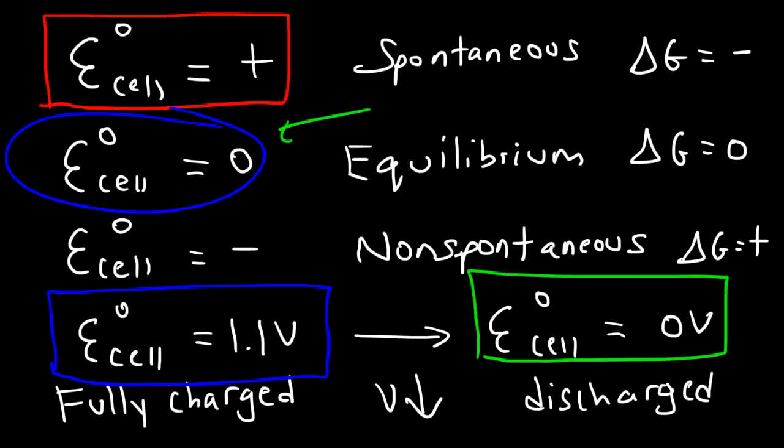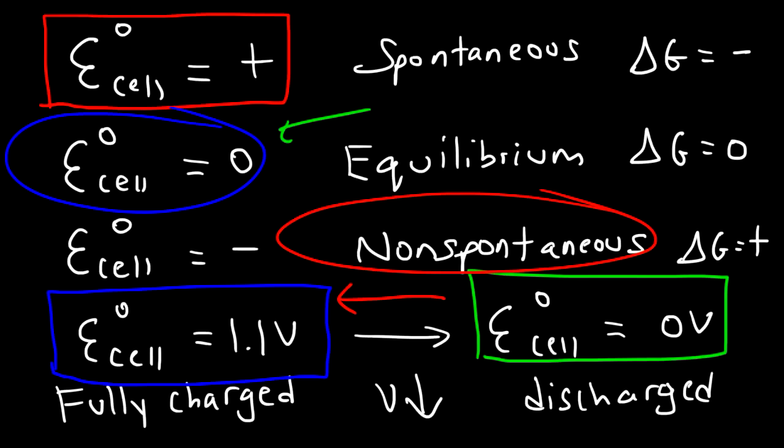Now, to go back this way is a non-spontaneous process. However, you can charge up the battery by putting energy into it, by driving electricity into the system, so you can reverse the whole process. So you can drive a non-spontaneous process forward by putting energy into the system. But once you do that, it's no longer a galvanic cell, but an electrolytic cell.